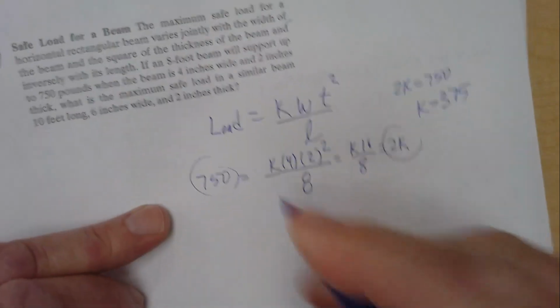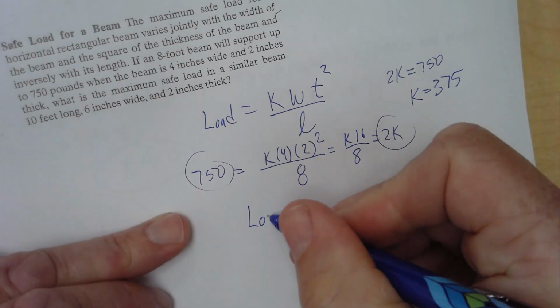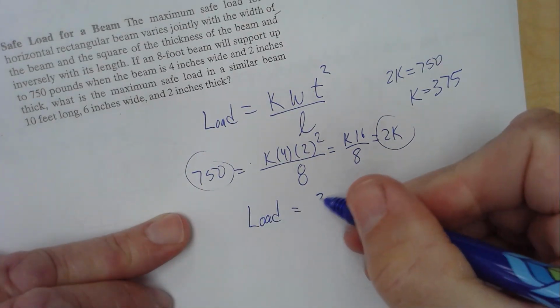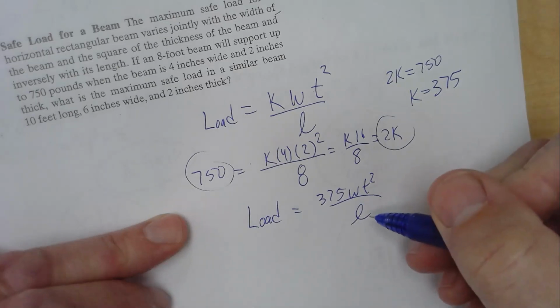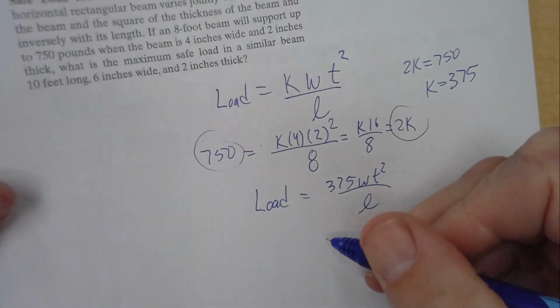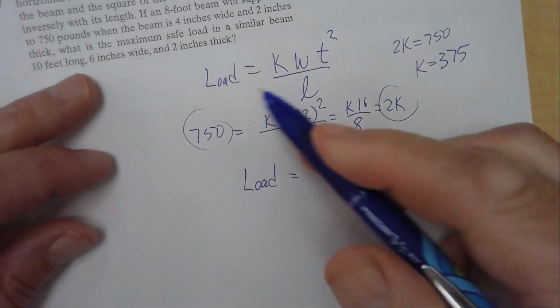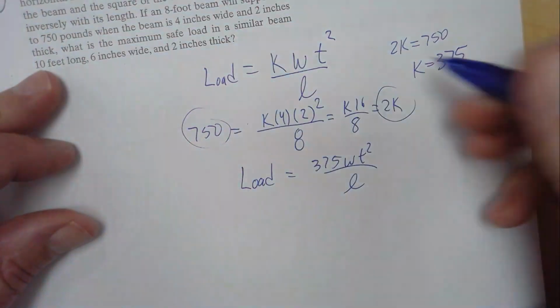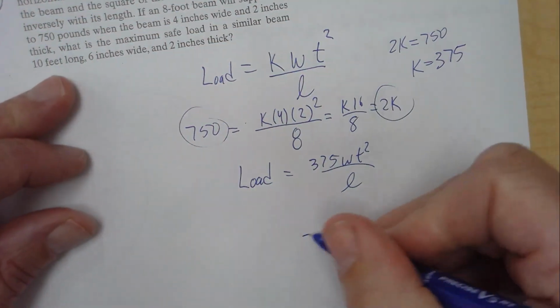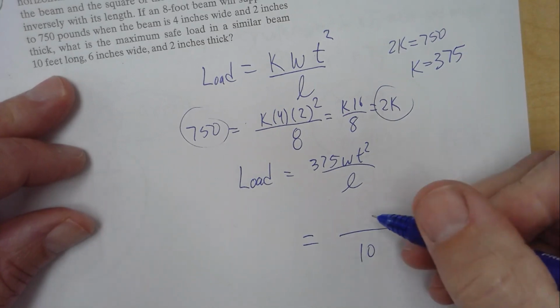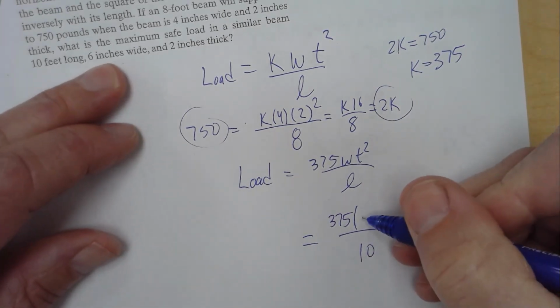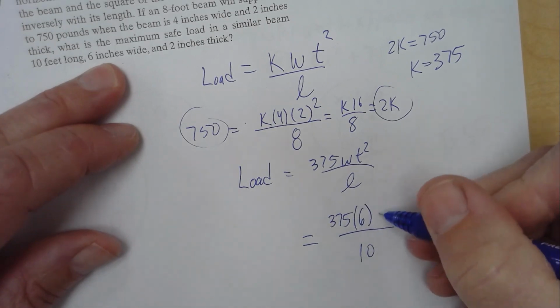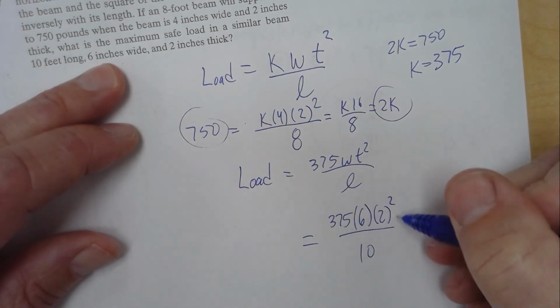So now I have my equation. The load weight is equal to 375 W T squared over L. So what's the maximum safe load if the beam is 10 feet long? So now it's longer. So we put a 10 down here. We've got our 375 up here. It's 6 inches wide, so that's 6, and our T is back to 2 again.